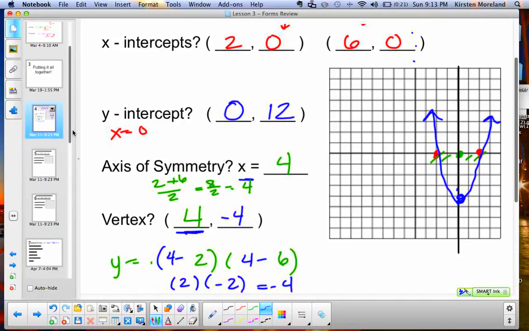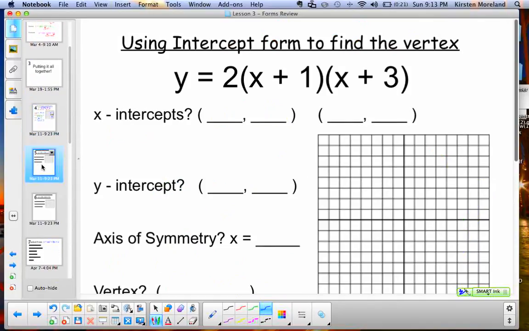All right. So what I want you to do now is pause the video and see if you can do this one on your own. Remember, x-intercepts are easy. It's just the opposite signs. Remember, the y-coordinate of every x-intercept is 0. Y-intercepts, the x-coordinate is 0.